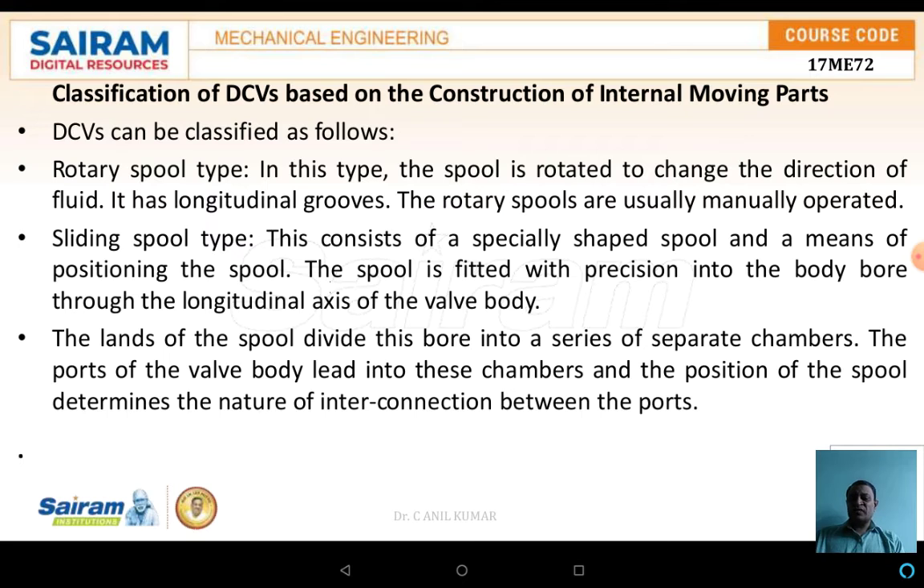The sliding spool type consists of a spool shaped, or normally we can say stepped, something like a stepped shaft. This spool is fitted with precision into the body bore through the longitudinal axis of the valve body. The lands of this spool divide the bore into a series of separate chambers. The ports in the valve body lead into these chambers, and the position of the spool determines the nature of the interconnection between the ports, either in the open position or in the closed position.